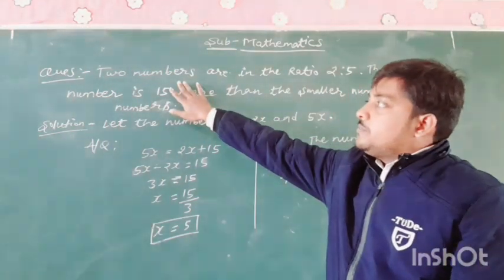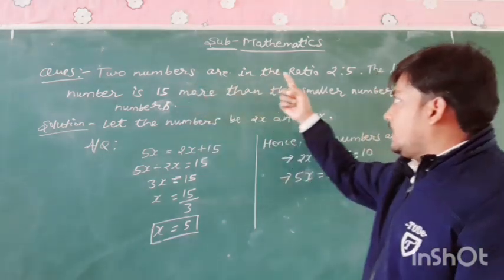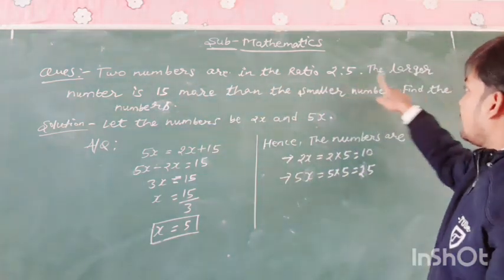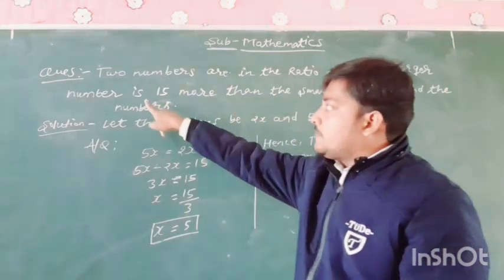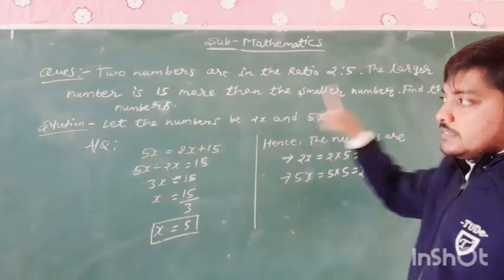This is a question from the chapter ratio and proportion. Two numbers are in the ratio 2:5. The larger number is 15 more than the smaller number. Find the numbers.